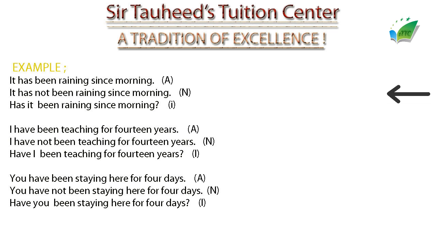To make its negative sentence, we'll have to put not after has. Remember, the helping verb is has been, but not is used in between has and been. So not comes after has. It has not been raining since morning.